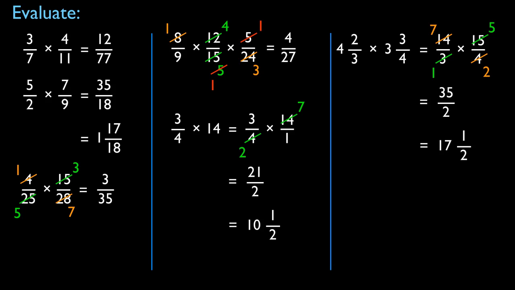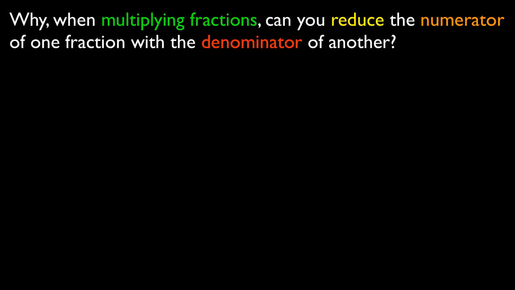Now, before signing off here, I just want to demonstrate for you why it is that when multiplying fractions, you can reduce the numerator of one fraction with the denominator of another. And I want to give you a little demonstration of why that really works. And let's begin with this. 6 over 35 times 7 over 12. Now, when we were doing this, we were reducing the 6 with the 12 and the 7 with the 35 to get an answer in this case of 1 over 10.